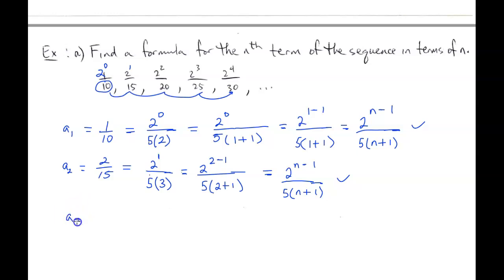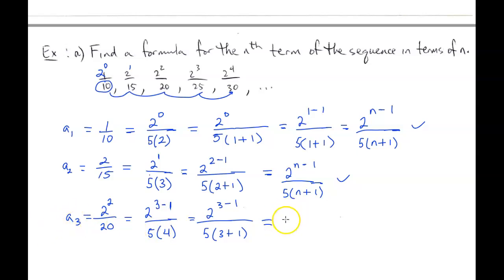So I'm going to try to figure out what a sub 3 is to see if it will also follow suit. Okay. So here I could rewrite 2 raised to the 2 as 2 raised to the 3 minus 1. Okay. And the denominator here, this will be 5 times 4. And of course, 4 is the same as 3 plus 1. And of course, since n is 3 here, we'll let anything that says 3 be replaced with n. And you're seeing that, yep, we have something that will actually work as far as a pattern is concerned.